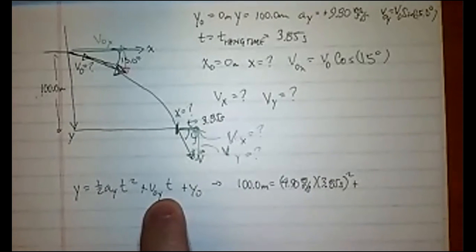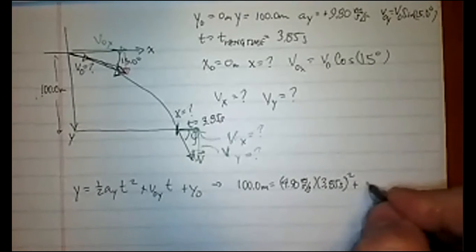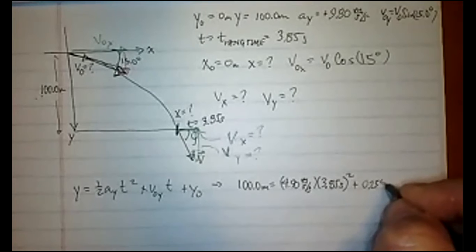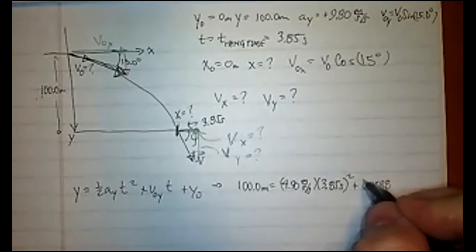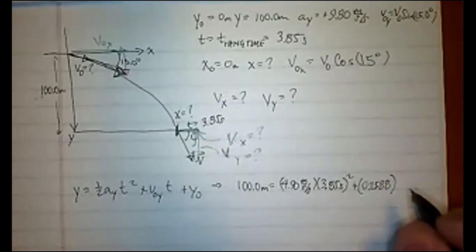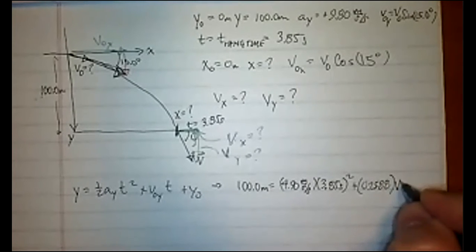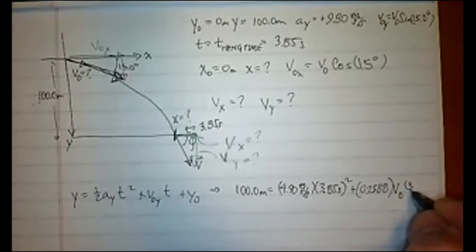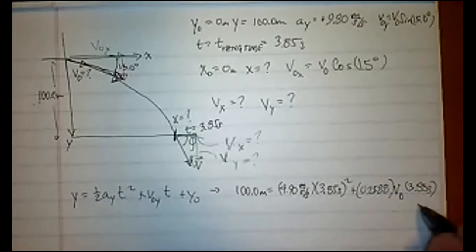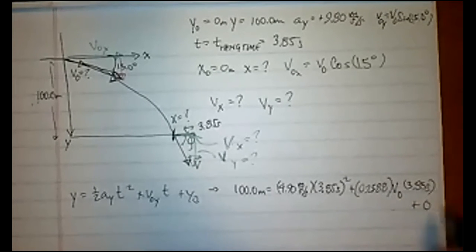Now, the V0y times t, it turns out that the sine of 15 degrees is 0.2588. So I'm going to say 0.2588. That's 0.2588 in case you can't read it that well, times V0, which is what we're wanting to know, times 3.85 seconds. And then the initial height was just 0.